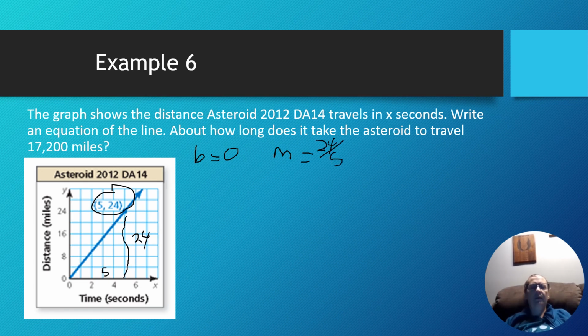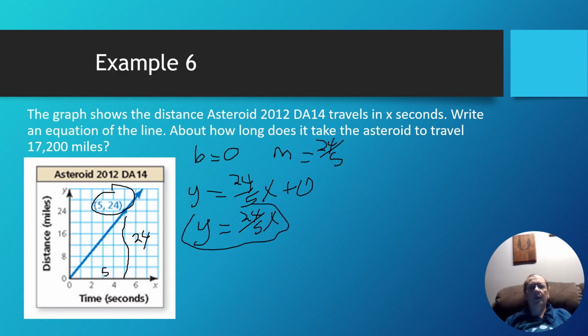So I will write my equation of my line. Y equals m, which is 24/5, x plus b, which is 0. So I don't need the 0, so you can just write y equals 24/5 x, and that's your equation.